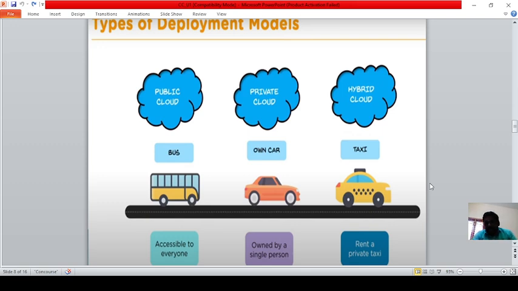Another one, hybrid cloud. Hybrid cloud is a combination of both public and private. In that hybrid cloud, assume a taxi. In the taxi, both private persons and public people use this taxi. Based on rent, we pay some amount, and based on that, we are using the services. That is the types of deployment model. We will discuss them one by one.